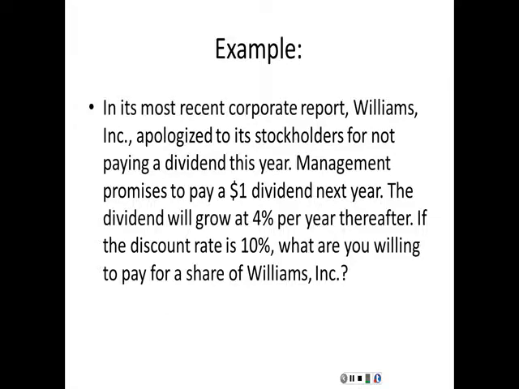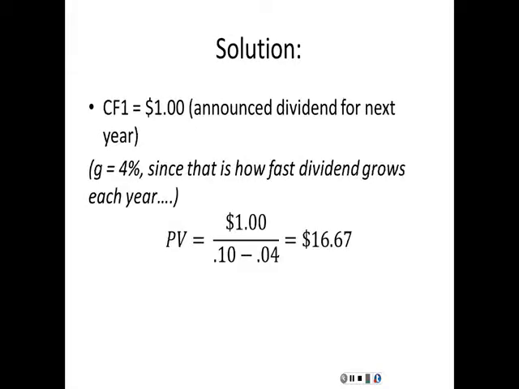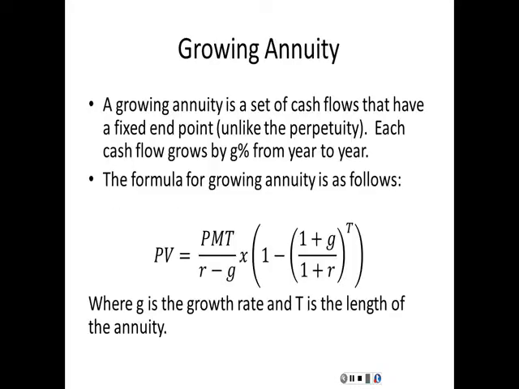So let's apply our formula. Real straightforward. We just take 1 divided by 10% minus 4%. Now notice here when we do this by hand, we put the percentages as decimals. So we get $16.67 as a value for the stock. Second thing to notice here is these values are very sensitive to growth rates. So you're only as good as your estimate, in other words, when you do a perpetuity.